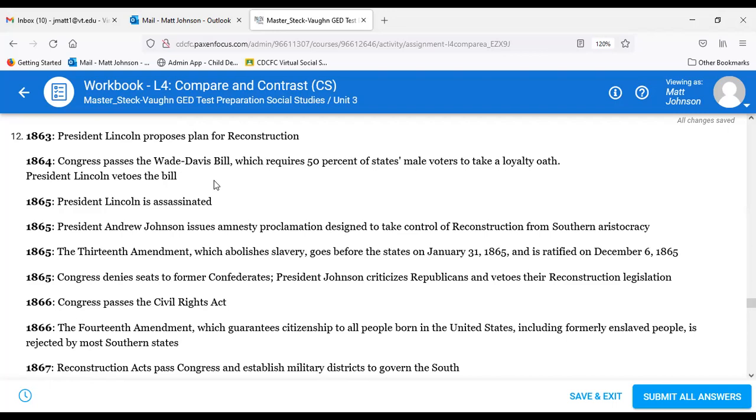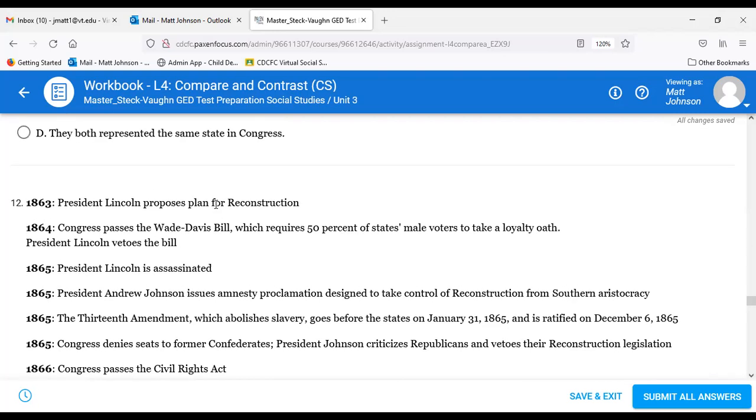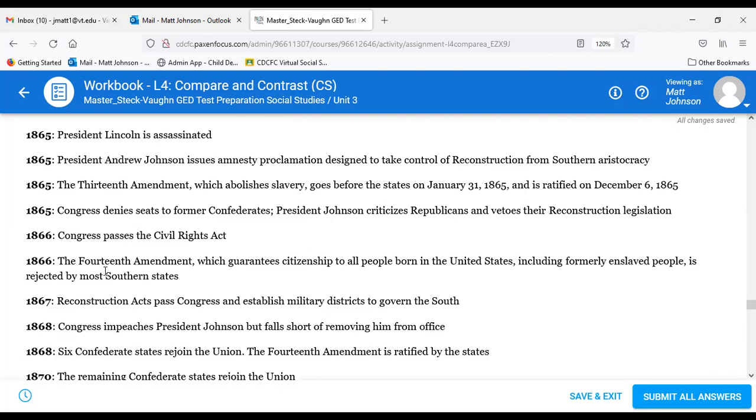In 1865, Congress denies seats to former Confederates. President Johnson criticizes Republicans and vetoes their Reconstruction legislation. So here we're starting to see the tension between Johnson and the radical Republicans. That goes along with the loyalty oath, basically: can we trust former Southerners to serve again in our legislative branches? So in 1865, Congress denies seats to former Confederates.